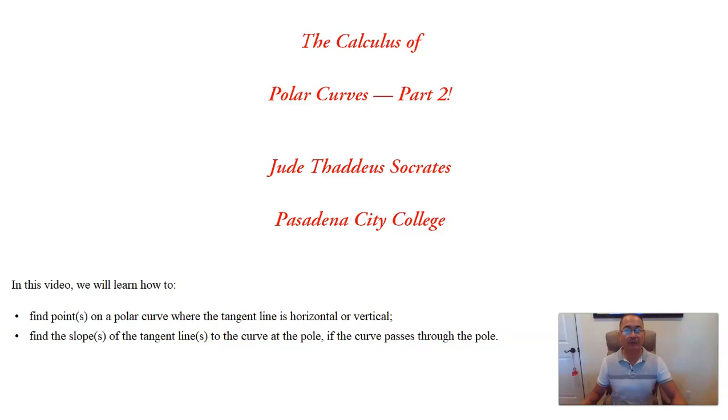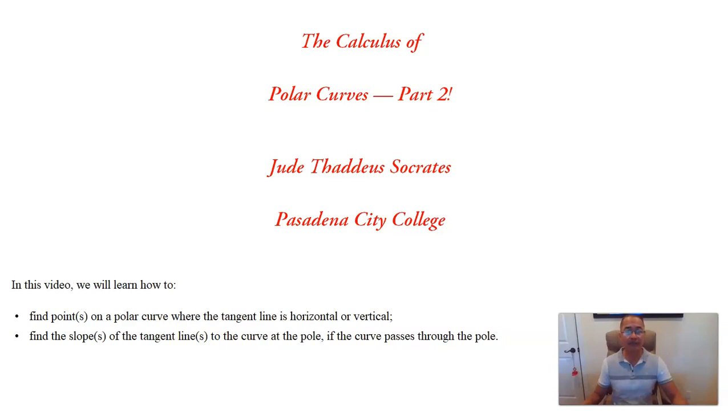Welcome to today's video, where we will talk some more about the calculus of polar curves. This is the second part of a two-part sequence. In the last part, we learned how to plot the graph of a polar equation by hand, by plotting a few points and stringing them together with the help of a Cartesian graph. We also saw how to use GeoGebra to make a perfect graph of these polar curves. Today we will do the calculus part, where we will learn how to look for points on a polar curve where the tangent line is either horizontal or vertical. And if the curve passes through the pole, we're going to learn how to find the slope of the tangent line or lines at the pole.